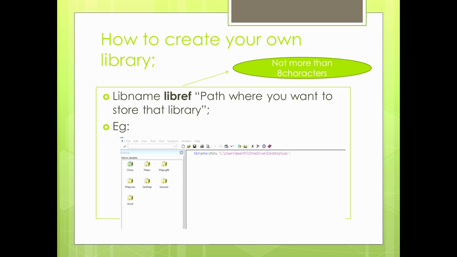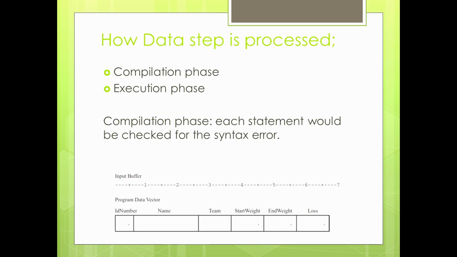Now, how is a data step processed? You need to understand how a particular data step you write is processed in SAS. There are 2 phases in the process. One is the compilation phase and the second is the execution phase. In the compilation phase, each and every statement is scrutinized and checked for syntax errors. If there is no error in your data step, then it will proceed to the next step.